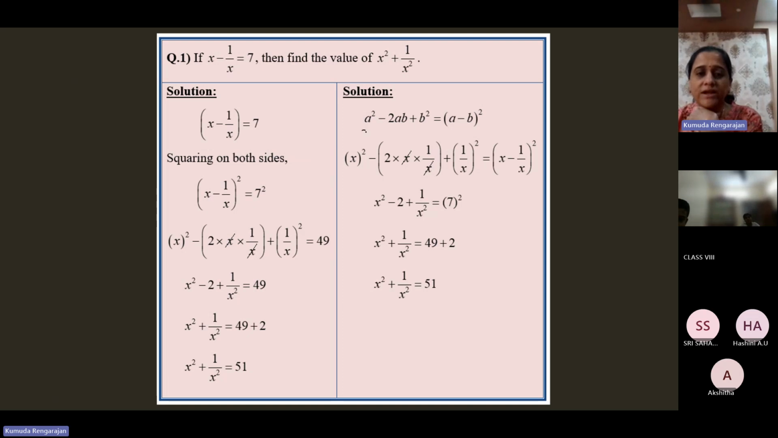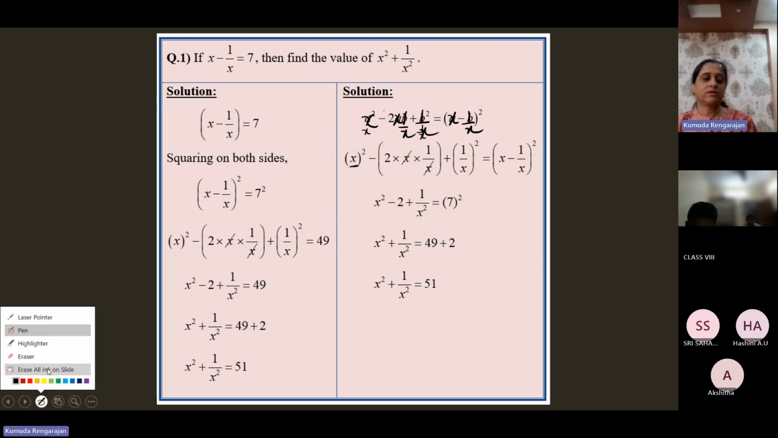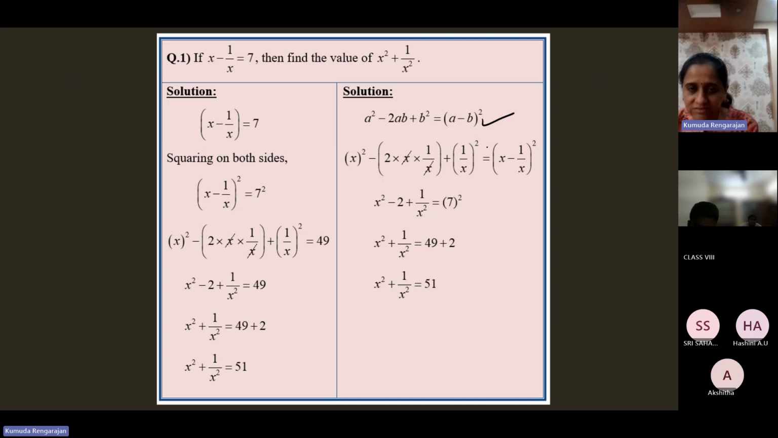Now instead of a, I'm going to write x, and instead of b, I'm going to write 1 by x, everywhere. So a squared becomes x squared. Take away a and write x. Take away a and write x. Take away b and write 1 by x. That's all. In this identity, that's what I'm doing. First, write this identity. Then, in the next step, replace a with x and replace b with 1 by x. That's the next step.